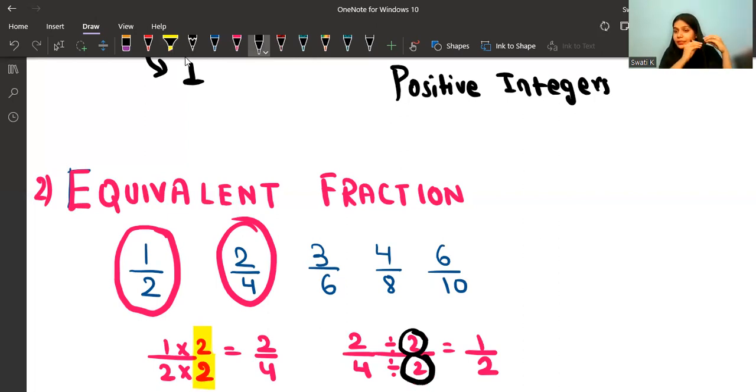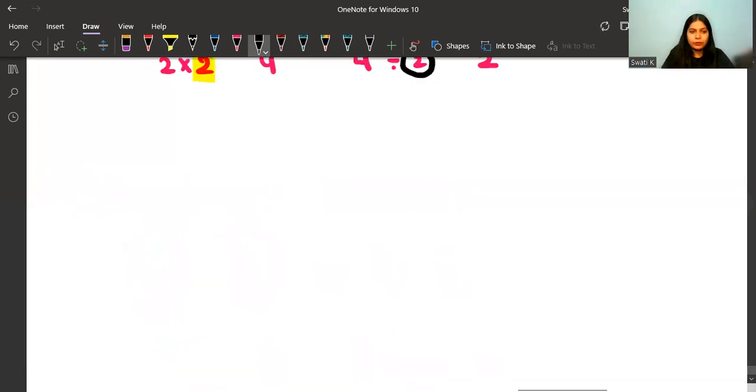If you are keeping different numbers, then remember the fraction is not an equivalent fraction. It will be a fraction, but not an equivalent fraction. Now let us understand how we can find the equivalent fraction. For example, I have 3 by 4 and the question is: find 10 equivalent fractions of 3 by 4.